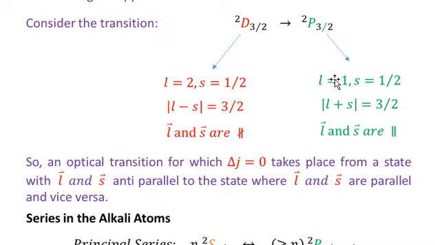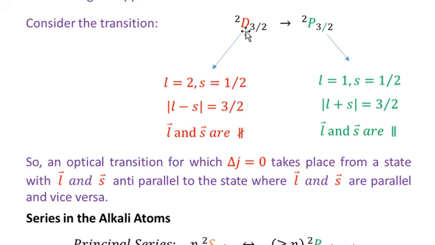Now let's consider the 2P3/2 state. With capital P you mean that L is equal to 1. Since only one electron is involved, S is always equal to 1/2. Now you see that in order to produce 3/2 using L equal to 1 and S equal to 1/2, you need to add them. So L plus S will give you 3/2, which means that from the plus sign, you can see that L and S are parallel to each other.